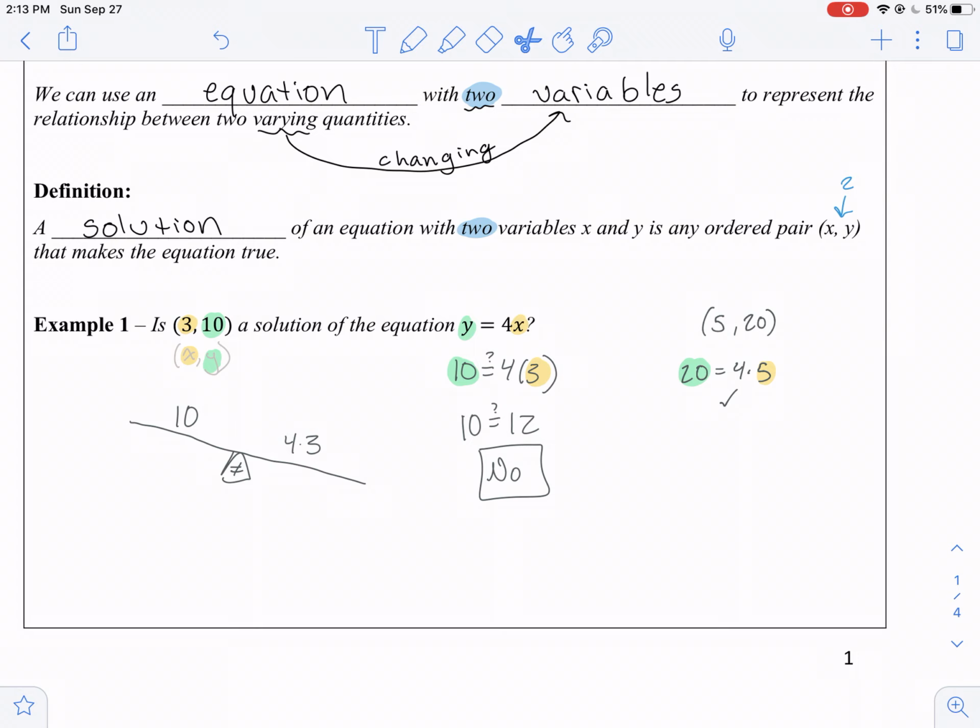So again, a solution is two values of the variable. Here, 5 is our x, 20 is our y, and this pair right here makes the equation true.